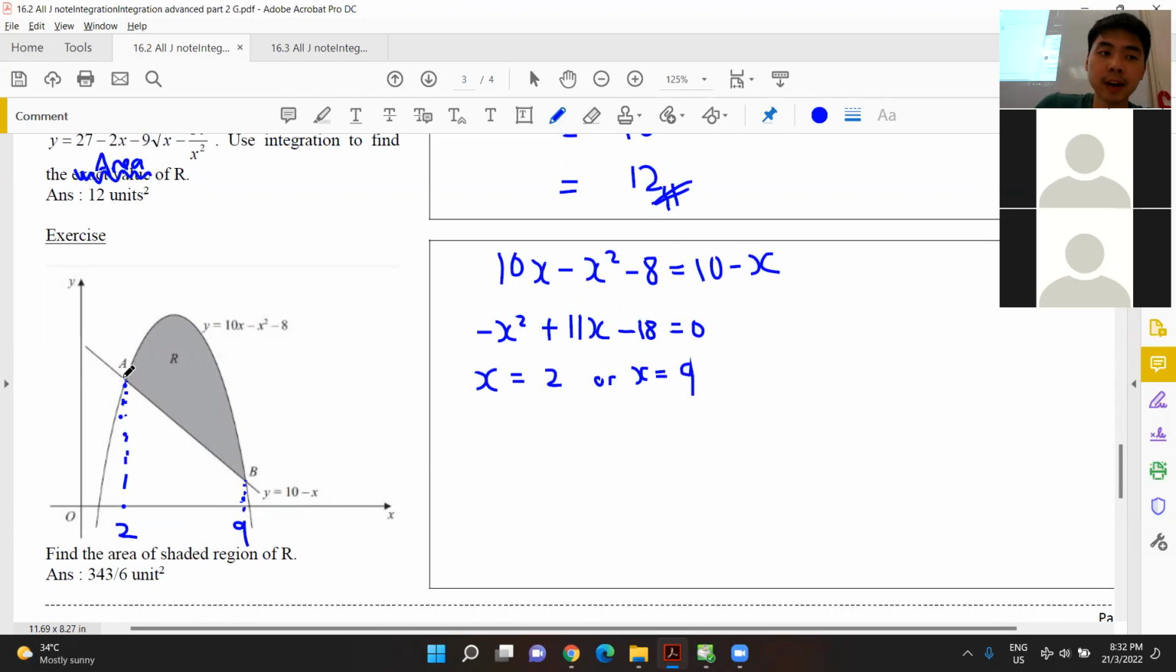In fact, if I wanted to, I can find the coordinates of this point also. When x equals 2, substitute 2 into here, y will equal 8. Then here, when x equals 9, y will equal 1. 10 minus 9 equals 1. So I have the coordinates of A and B already. Next thing is integrate the curved equation.